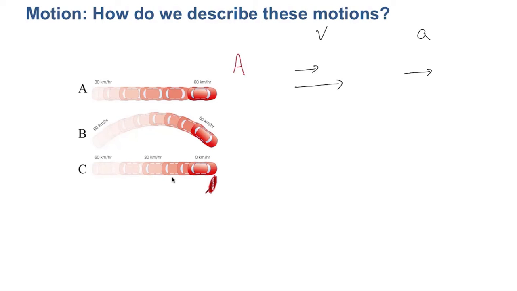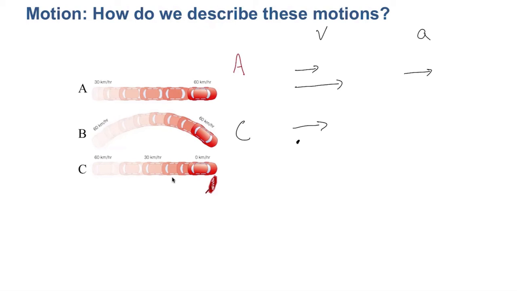Okay, let's talk about C now. For car C, we start off going 60 kilometers per hour, and we end up at a stop sign going 0 kilometers per hour as we slow down. So again, at the beginning, what is the velocity? To start with, it's moving to the right at some speed. At the end, it's not moving at all. It's a vector that has 0 length, has 0 magnitude, and doesn't really point in any direction because the car has come to a complete stop.